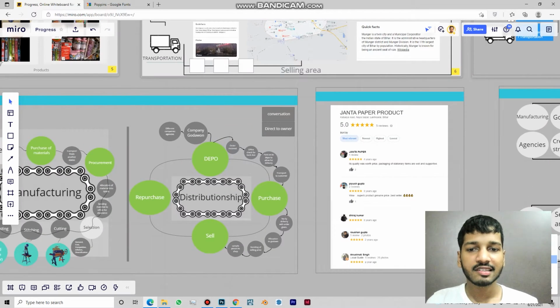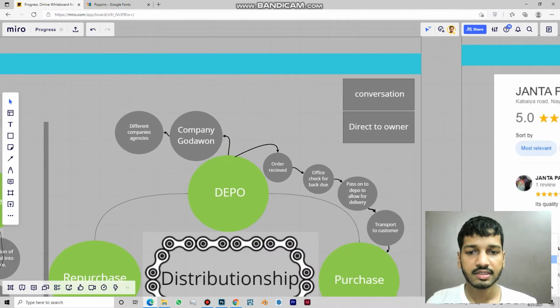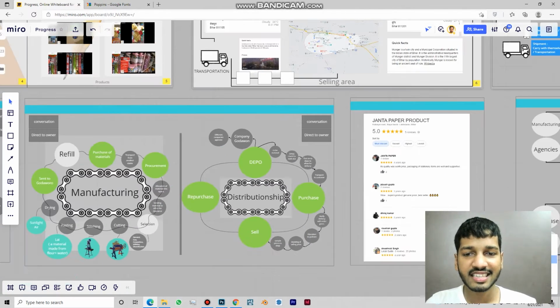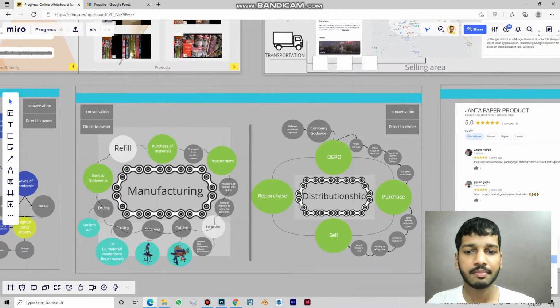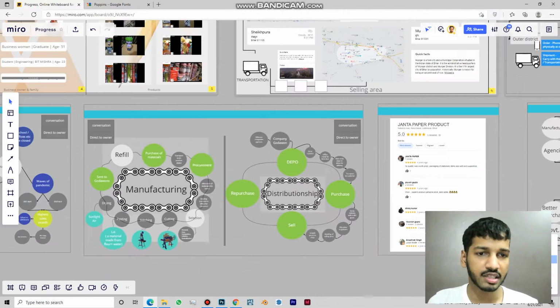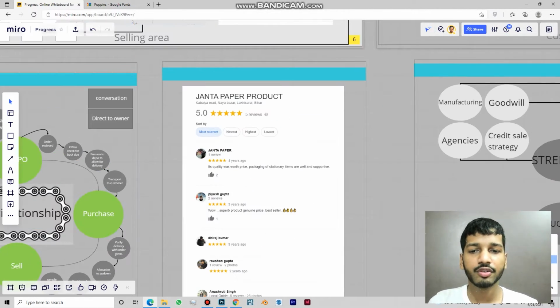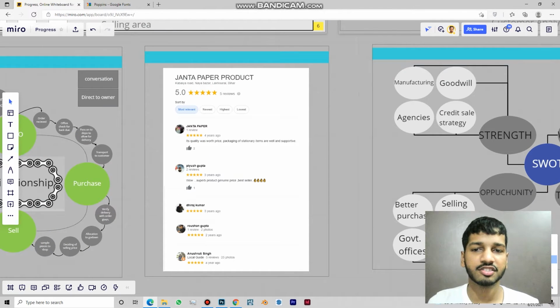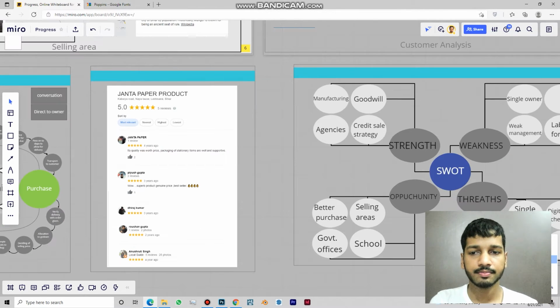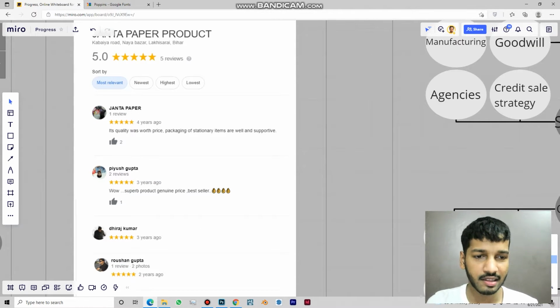And this is the distribution map about how the distribution of stationery goods happens, since the manufacturing part is done by themselves for their product. This is the overall review that I could get over the internet about the Jadavpur product. The first review was by him itself.